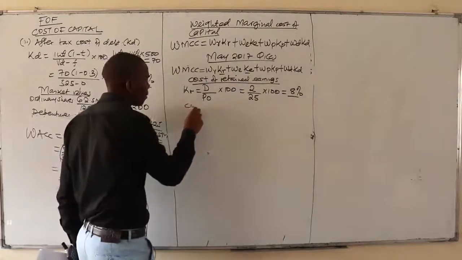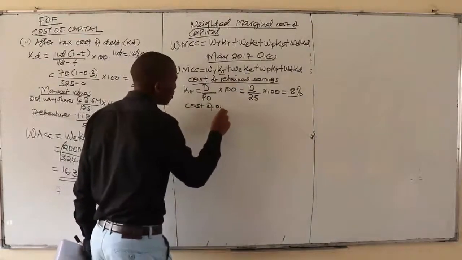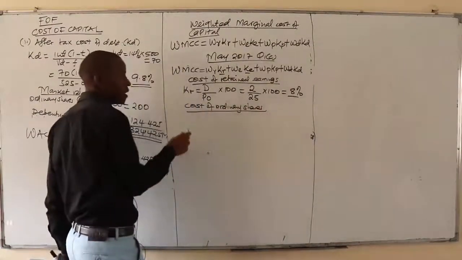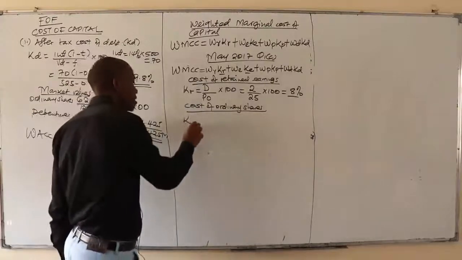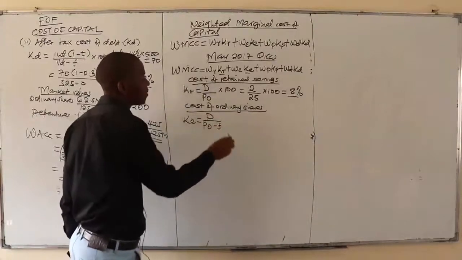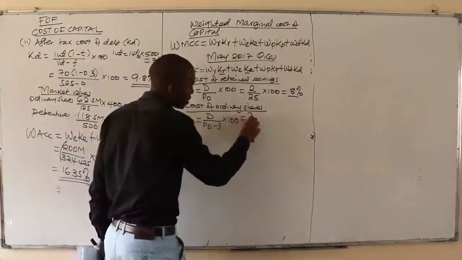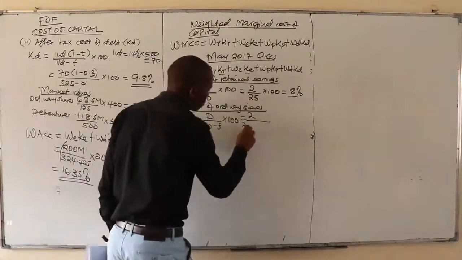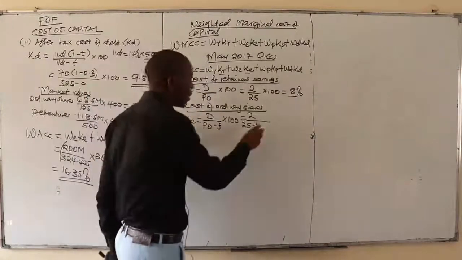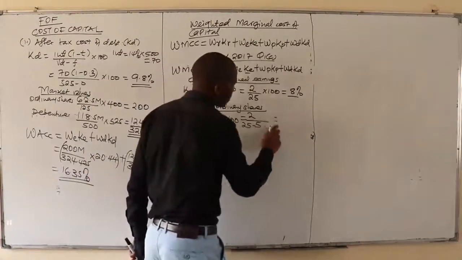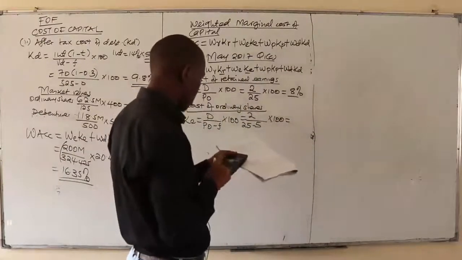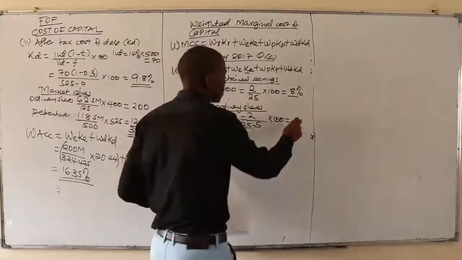We have the second one, which is the cost of ordinary shares, the KE. It incurs flotation costs, and the only difference is that we less the flotation costs. So in that case it will be 2 divided by 25 minus the flotation cost incurred, which is 5, multiplied by 100. That will be 2 over 20, which gives 10%.